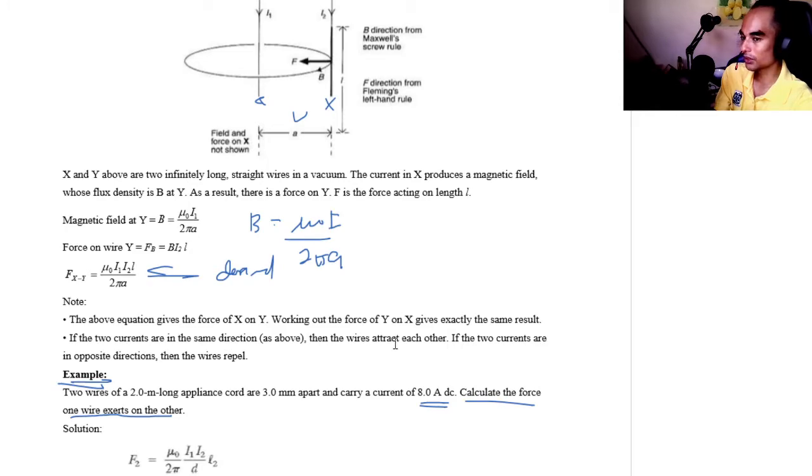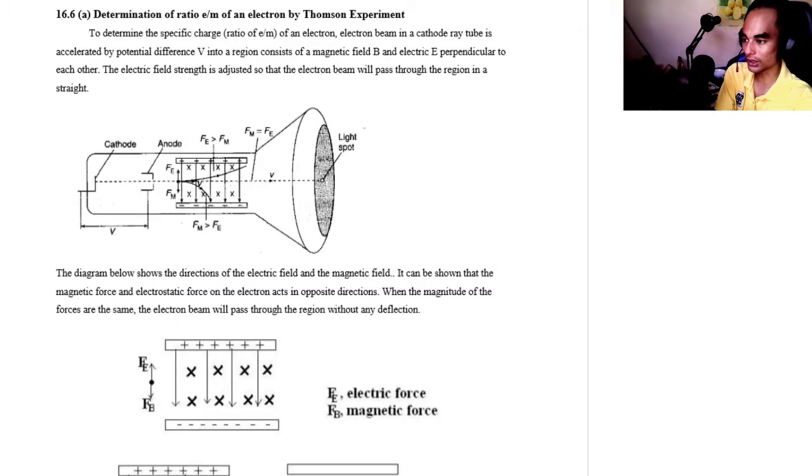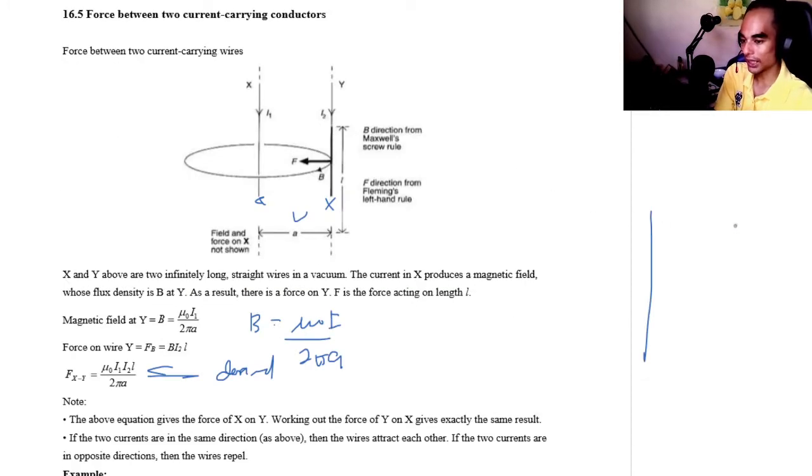Now you should know that if both of them have the same direction, the current moving in the same direction, is it going to be attraction or repulsion? Repulsion. Repulsion also. Repulsion. Yeah.